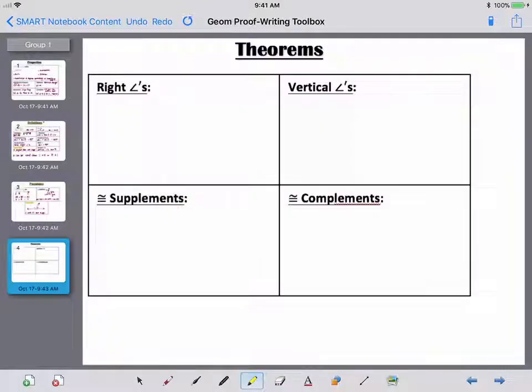We're going to get to the last part, theorems, when we get into section 2.7. So just hold off on these. We will finish these in lesson 2.7. Okay, so that will help you out. You can use this on your test, so make sure you get that filled in.